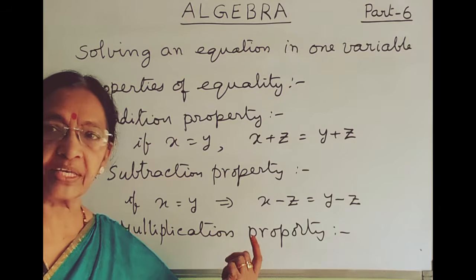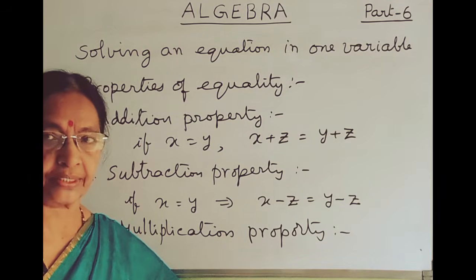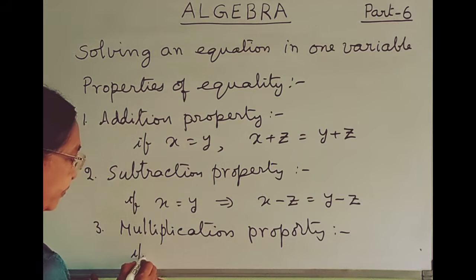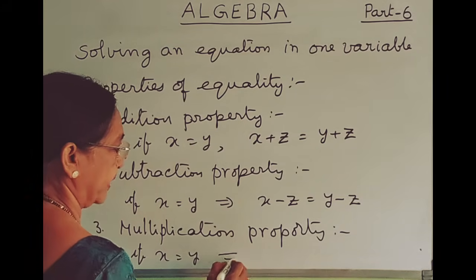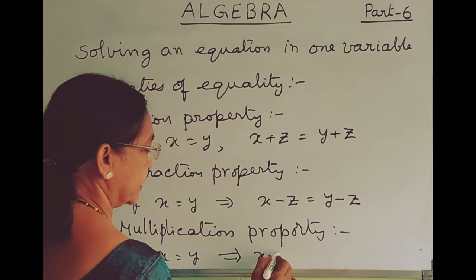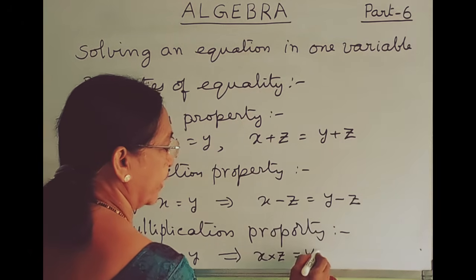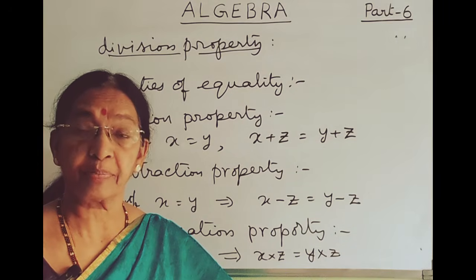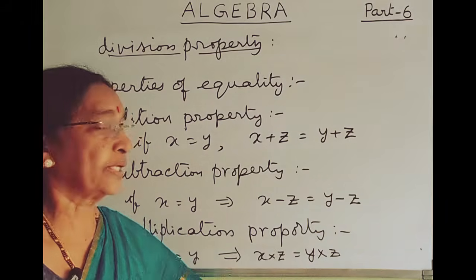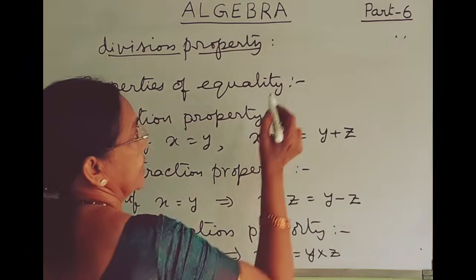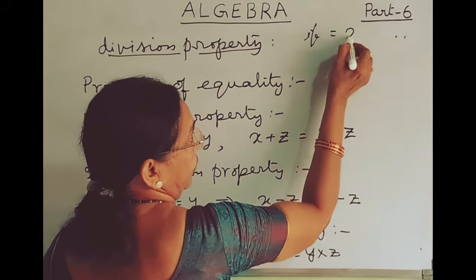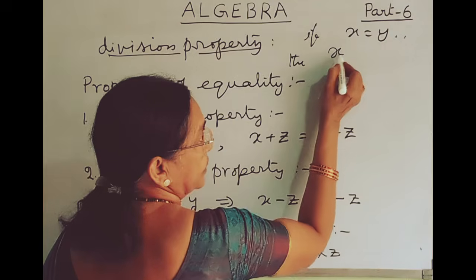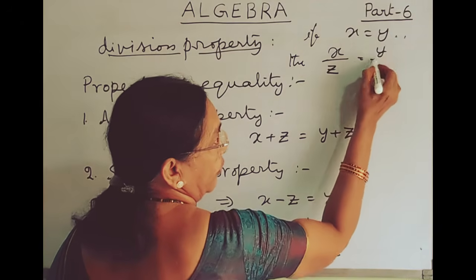If both sides of an equation are multiplied by the same quantity, the equality doesn't change. That is, again, if x is equal to y, then x into z is equal to y into z. If both sides of an equation are divided by a non-zero number, then the equality doesn't change. Suppose if x is equal to y, then x by z is equal to y by z.